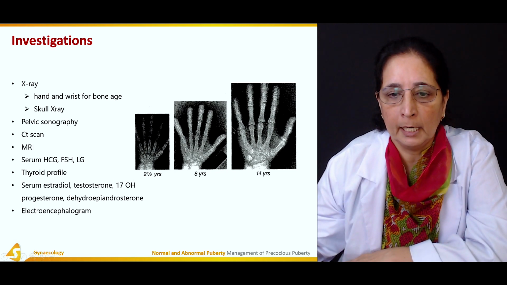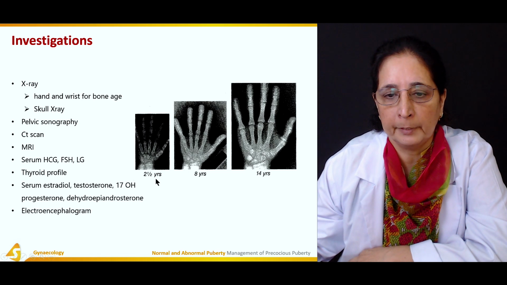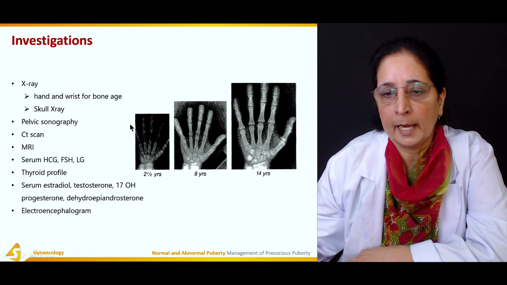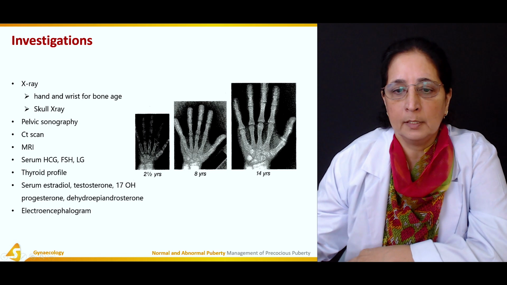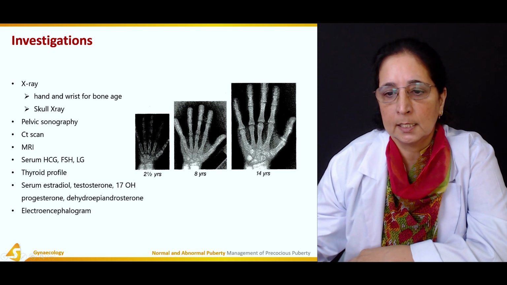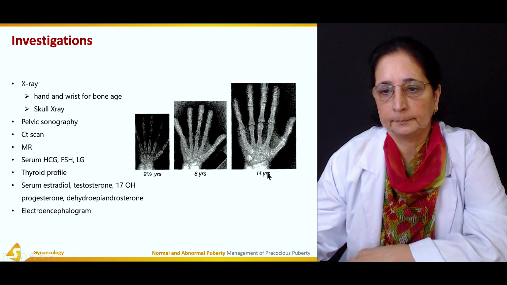This is the bone age picture, X-ray of the hand and wrist, at 2.5 years, then 8 years, and then 14 years.